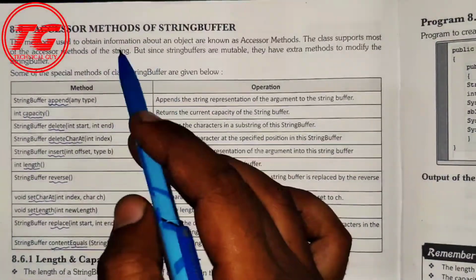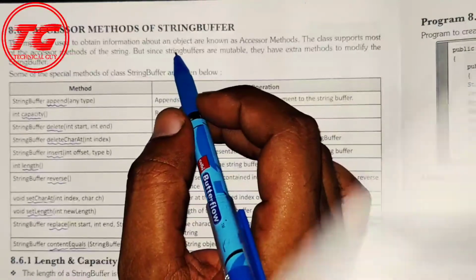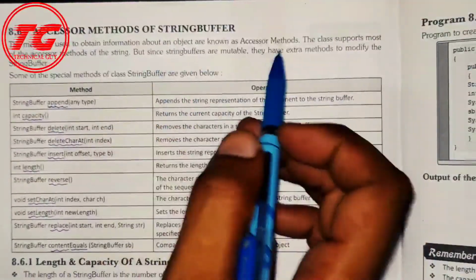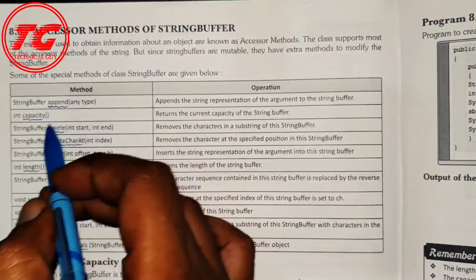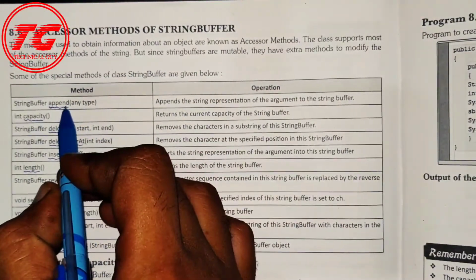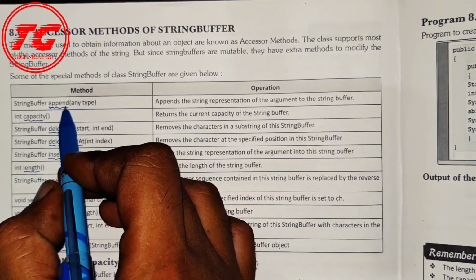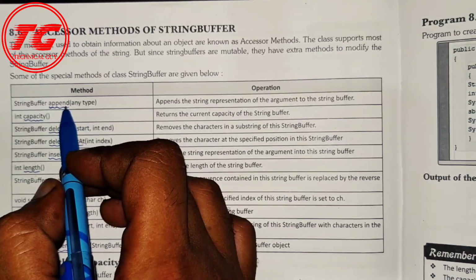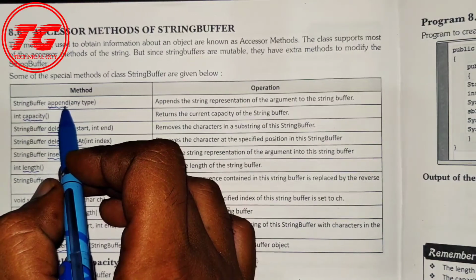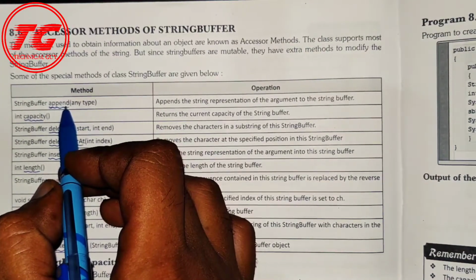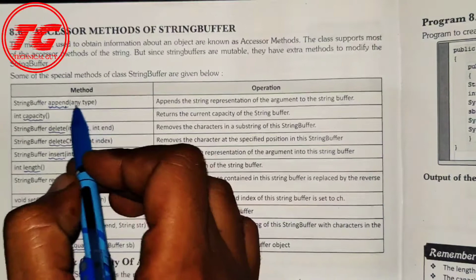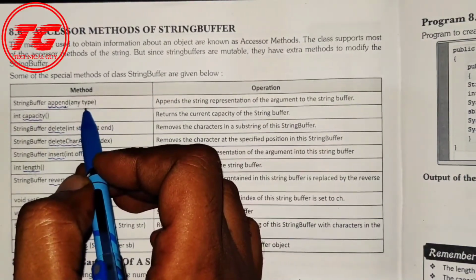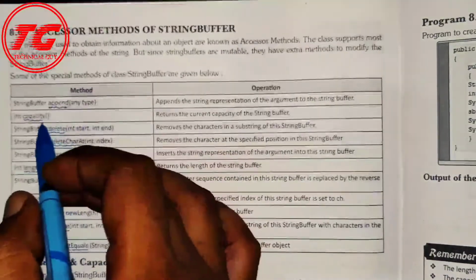Here we have the accessor methods of the string buffer class. So some methods are given here. For example, the append method is there. Append means adding something at the end of the string. So if the string buffer has some contents, the append method will add any text, and that text will be added at the end of the buffer.